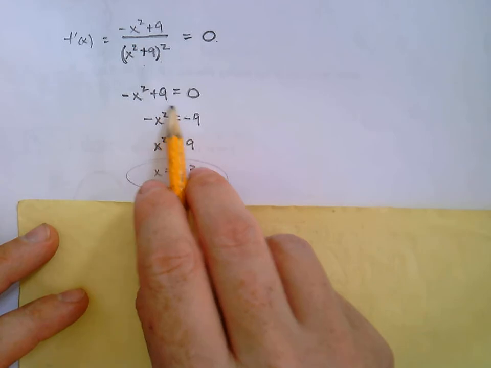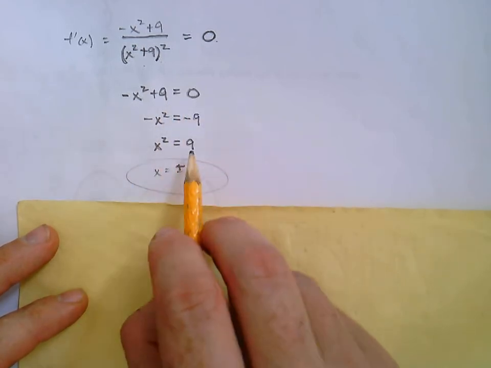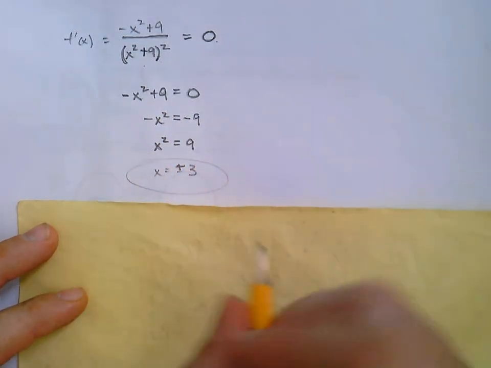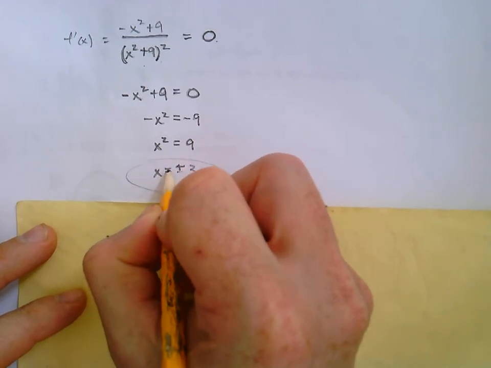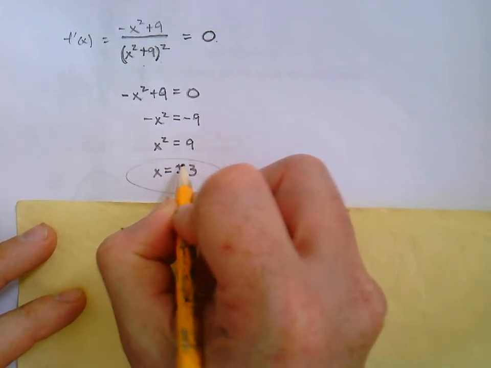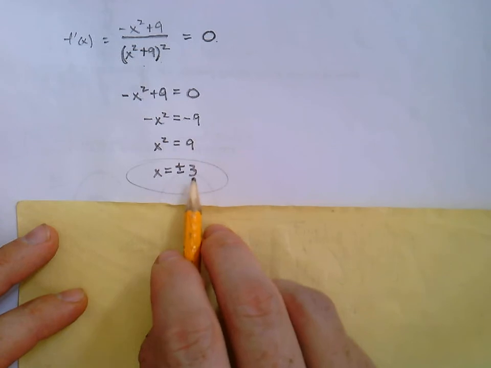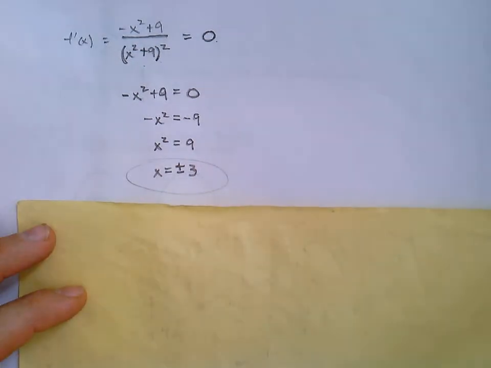So we could subtract the 9. We could take a negative from both sides. x squared equals 9. And then when we square root, don't forget a plus or minus. x could equal positive or negative 3. And there's our answer.